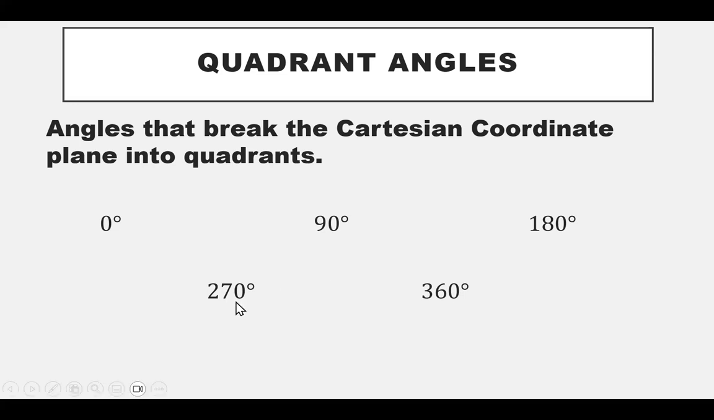270 degrees is where our terminal ray is pointing down along the y-axis. And 360 degrees, or 2 pi radians, is where our terminal ray makes a full circular rotation and is aligned exactly with our initial ray. So these are the quadrant angles. And those are important angles.